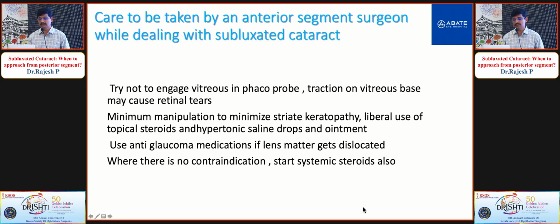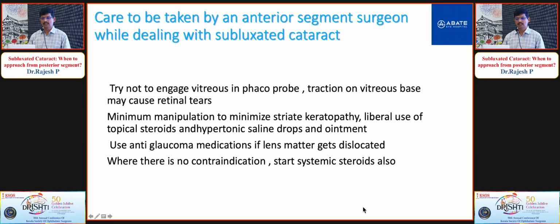Another thing that we often see is that whenever the lens gets subluxated or dislocated, sometimes the surgeon panics. He tries to retrieve it with all the maneuvers that are available, and then the patient ends up with a corneal edema or a striate keratopathy. If that patient is managed on the same day, then maybe we may be able to do a lensectomy and take out the lens on the same day itself.